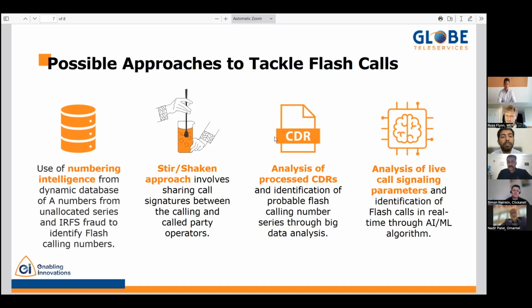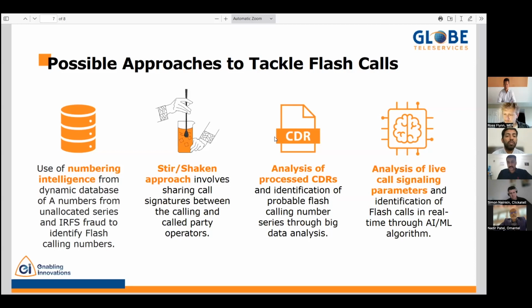Then, of course, we have the widely known STIR/SHAKEN approach, which is used in the voice fraud industry. Again, this is a mechanism which can help in identifying whether a call being generated is a genuine P2P call or an A2P flash call, which should be blocked. Thirdly, of course, there is post-facto analysis available. Again, as the name says, post-facto, it is not effective in immediate identification and blocking of flash calls.